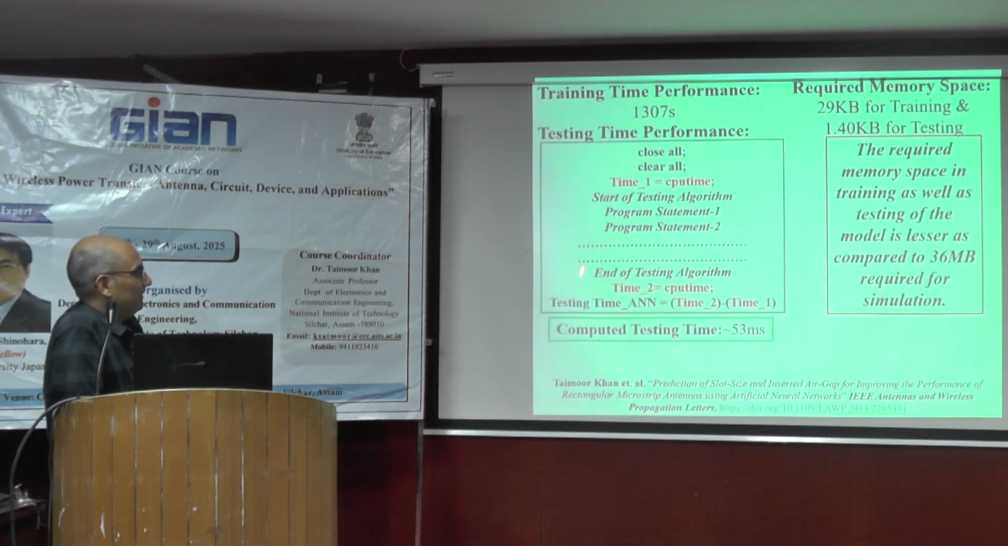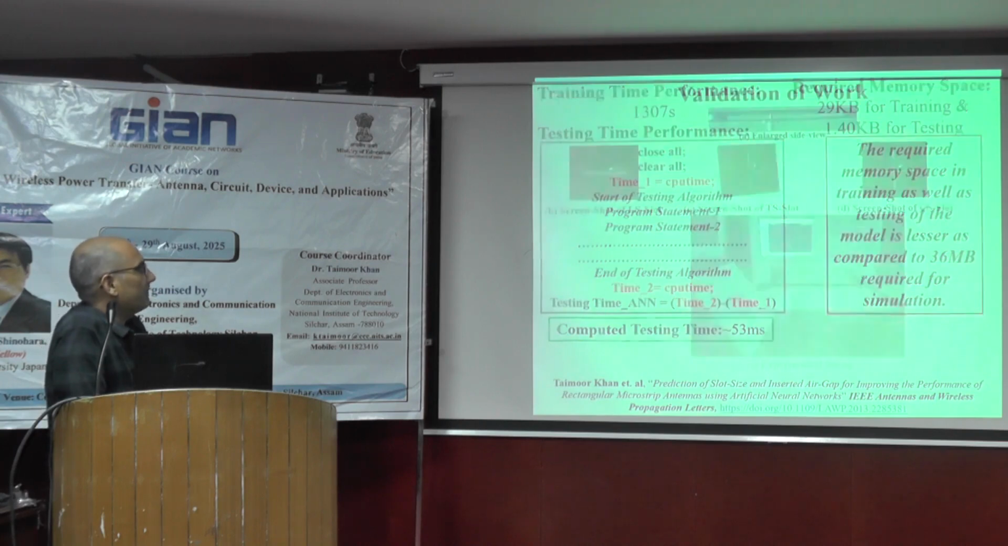Then how the performance changes for testing time: it is a few lines of coding that you can create in MATLAB, measured with the help of CPU time, and the required memory space is a few KB during testing, 1.40 KB for testing and 29 KB for training. A very large amount of memory, 36 MB, was required in the case of the simulation. But the computed testing time is very small, 53 milliseconds. Once the model is trained, you will get the response from the parameters very quickly.